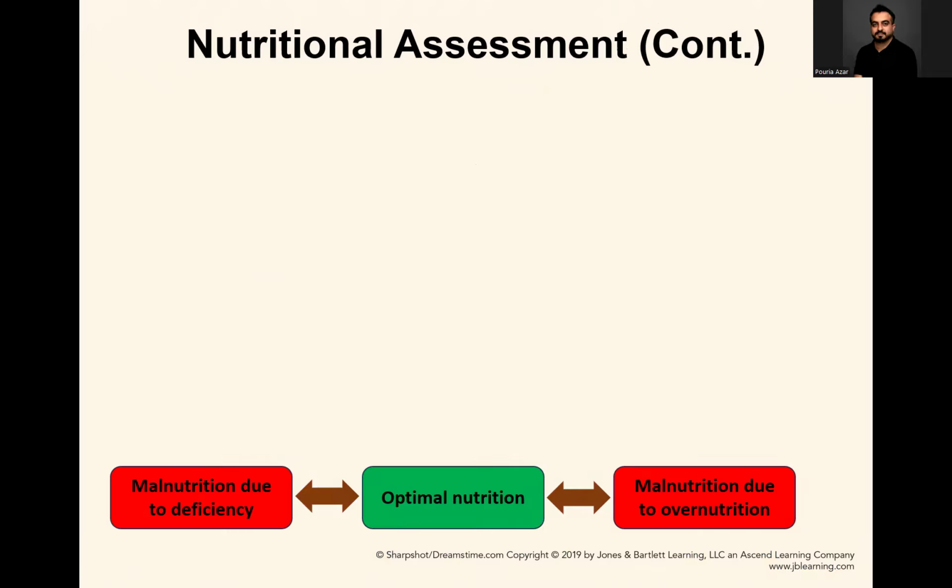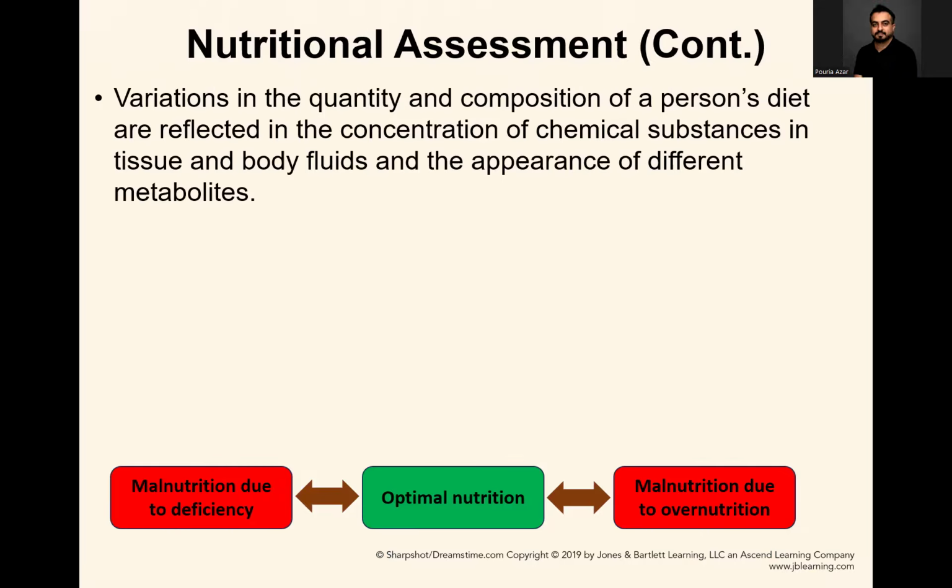So as I mentioned, malnutrition is a wide spectrum from undernutrition, which is due to nutrient deficiencies, to overnutrition, which is due to caloric overnutrition or macronutrient overnutrition, and in the center, we have optimal nutrition.